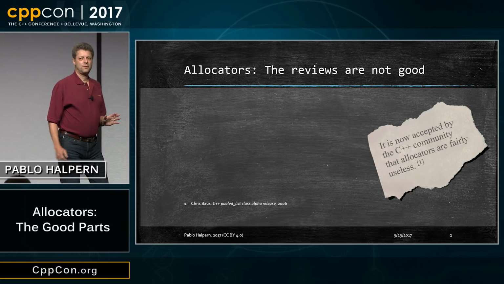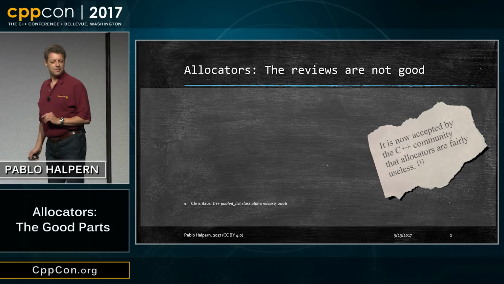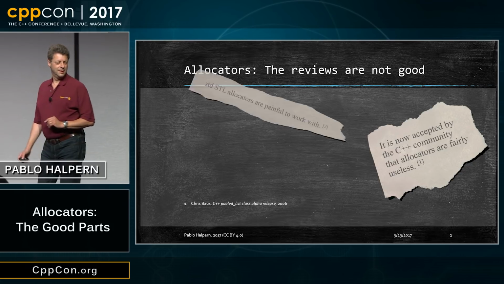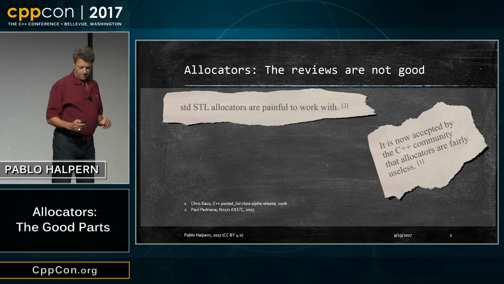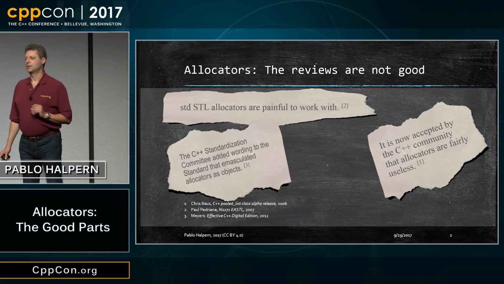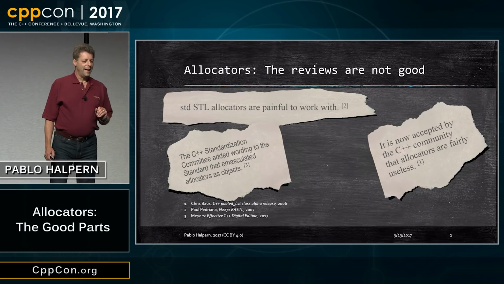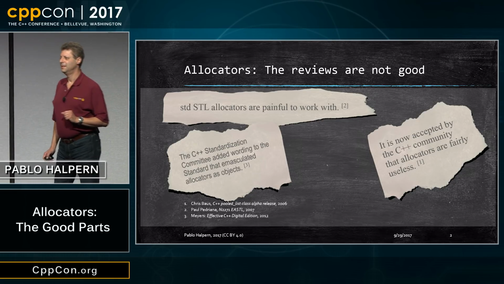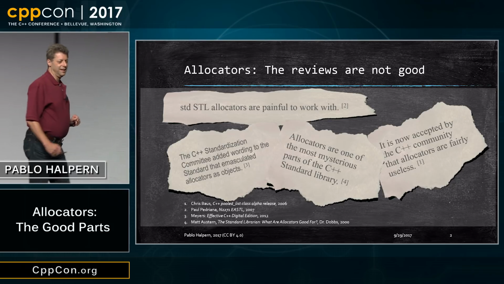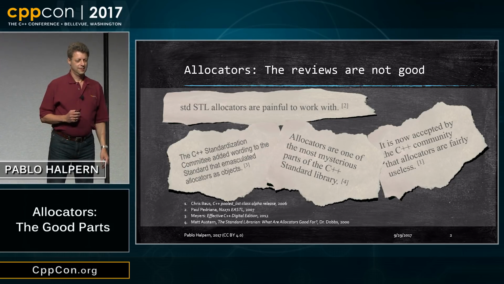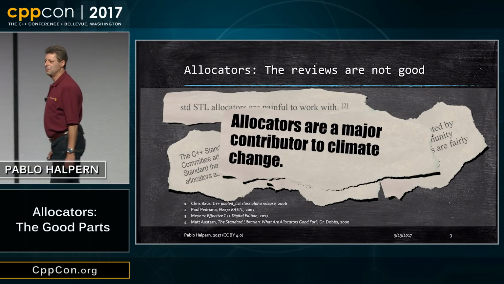These are actual quotes from prominent people in the C++ community. "It is now accepted by the C++ community that allocators are fairly useless." "They are painful to work with." This one is my favorite, from Scott Meyers: "The standard committee has emasculated allocators as objects." Now, I don't know about you, but when I hear the word emasculated, those are kind of fighting words. "One of the most mysterious parts of the standard library." And my favorite, if it ever comes up: "a major contributor to climate change."